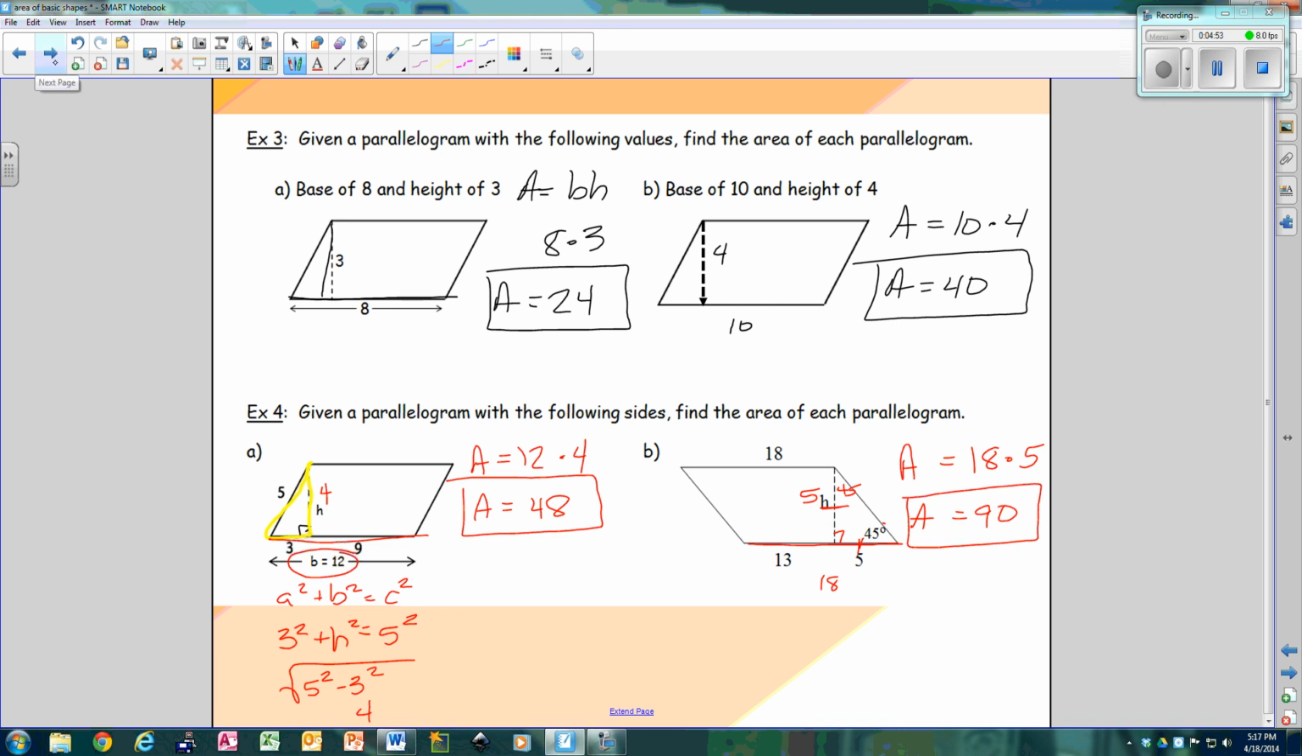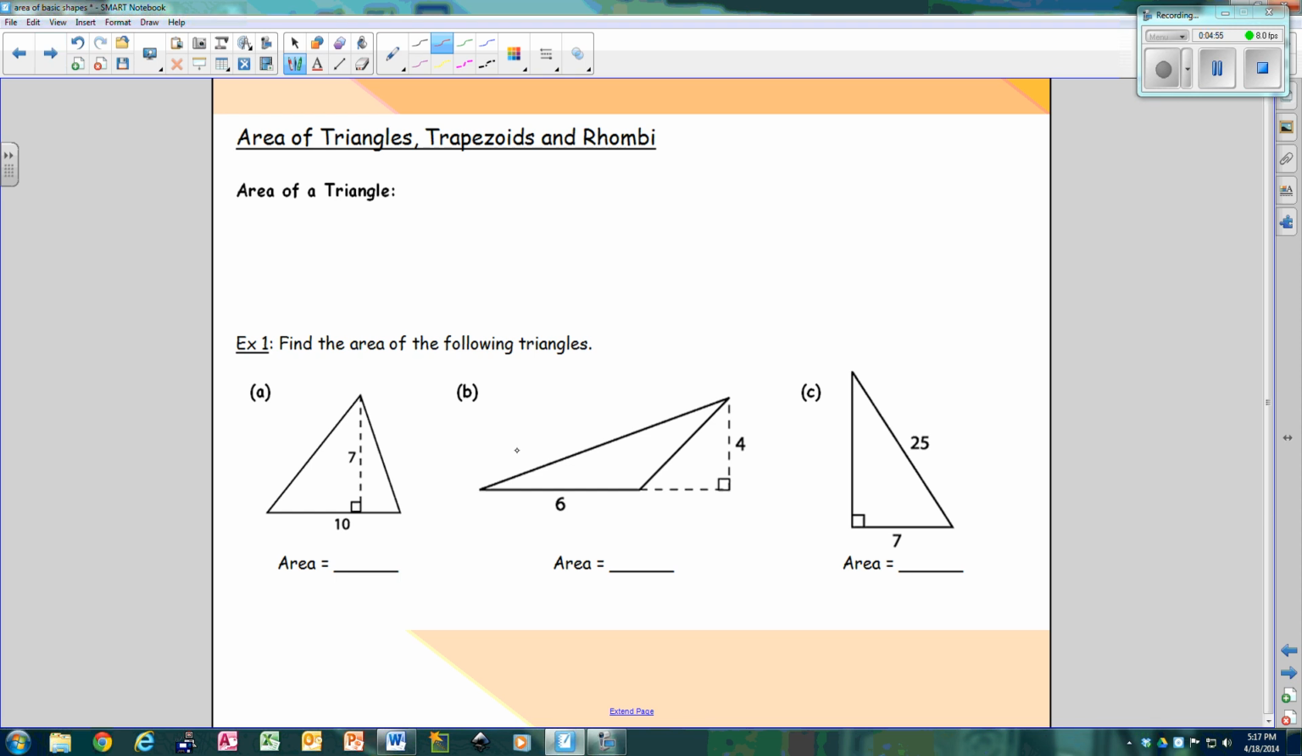All right. Moving on pretty quickly. The next thing we're going to do is triangles. The area of a triangle formula is base times height divided by 2.